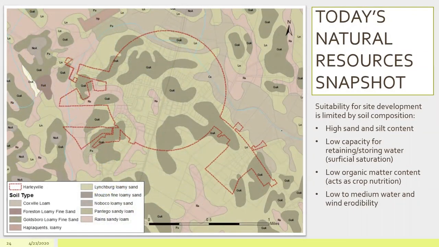This is our soils map here, and the takeaway from this is that there are some suitability challenges that the town would likely encounter based on the soil composition, being that high sand and silt content. Most of these sands have low capacity for storing water, so they're likely to have saturation at the superficial level. There's typically low organic matter, which is what you would look for for crop nutrition, and low to medium water and wind erodibility. So there are challenges to consider with site suitability as viewed from a soil perspective.